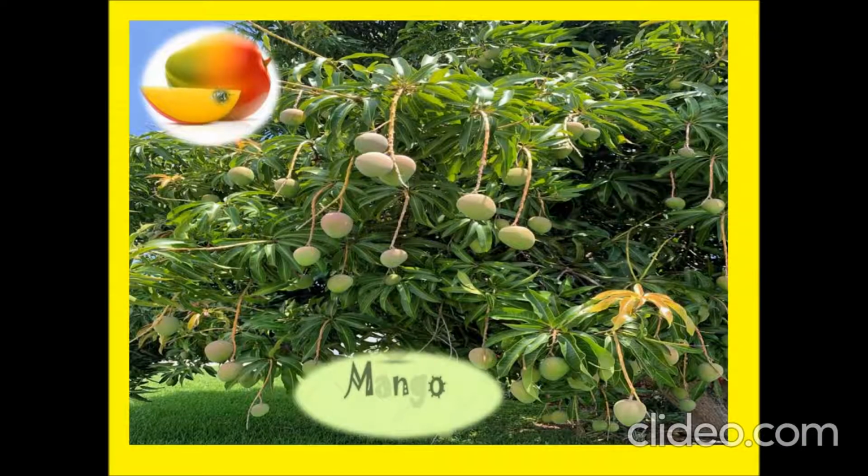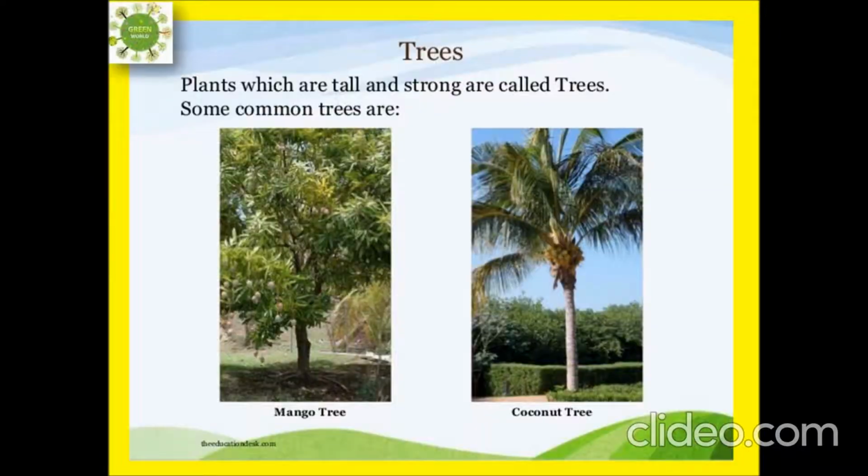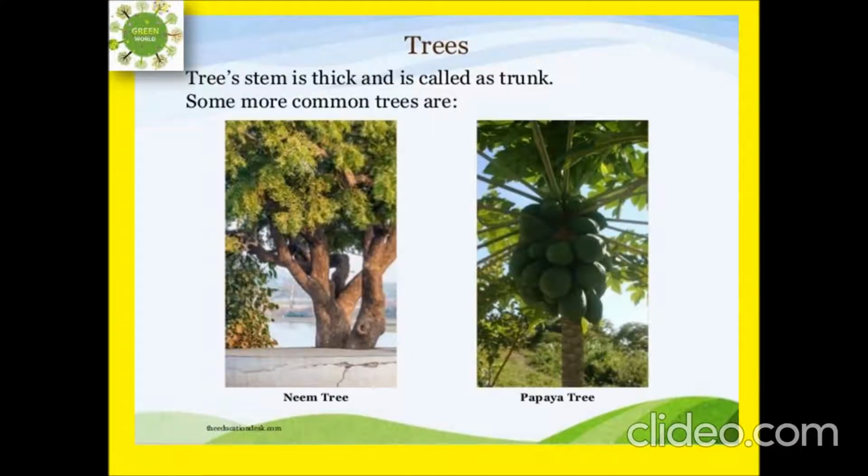Children, just see this example. It is a coconut tree. Next, I tell you some more example. See this another example. It is a mango tree. So children, these trees have a very big and strong stem.